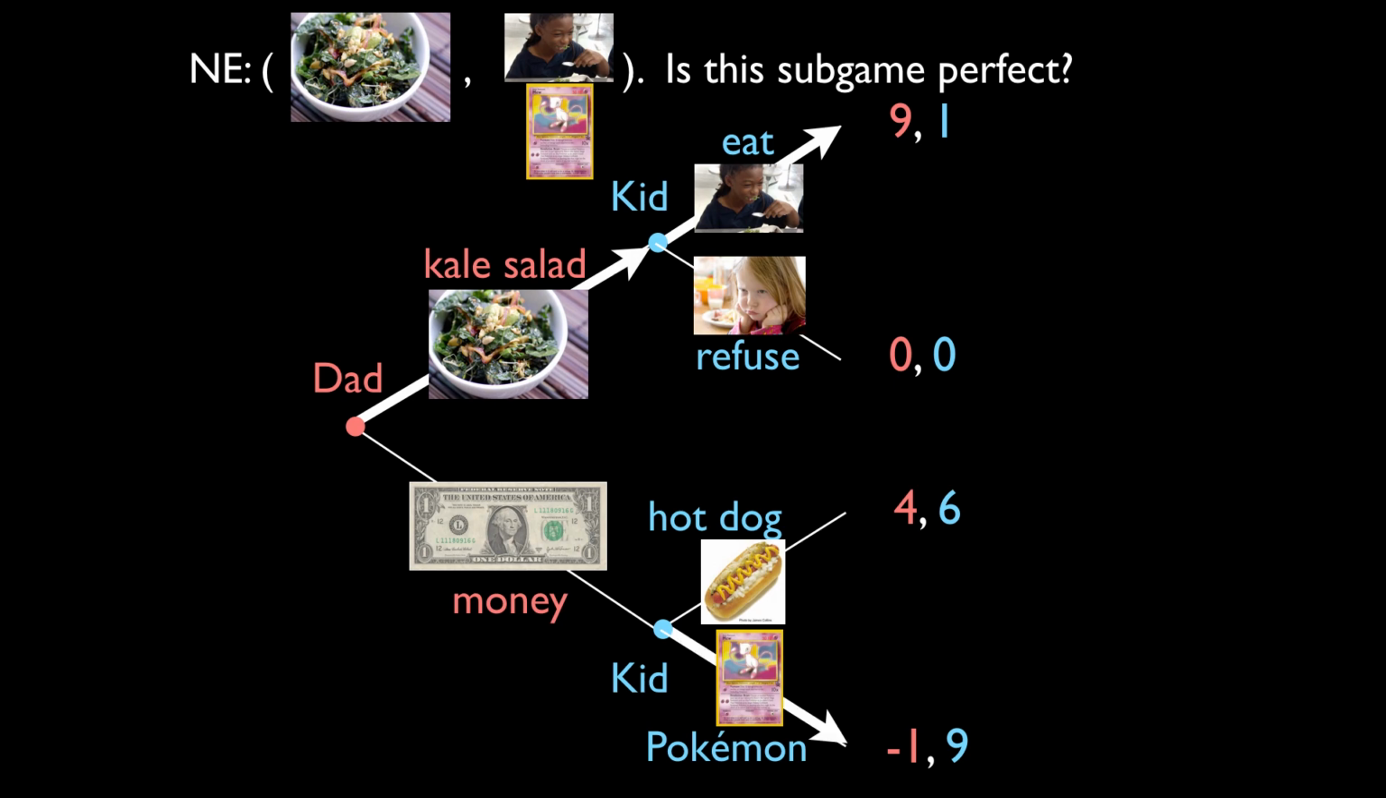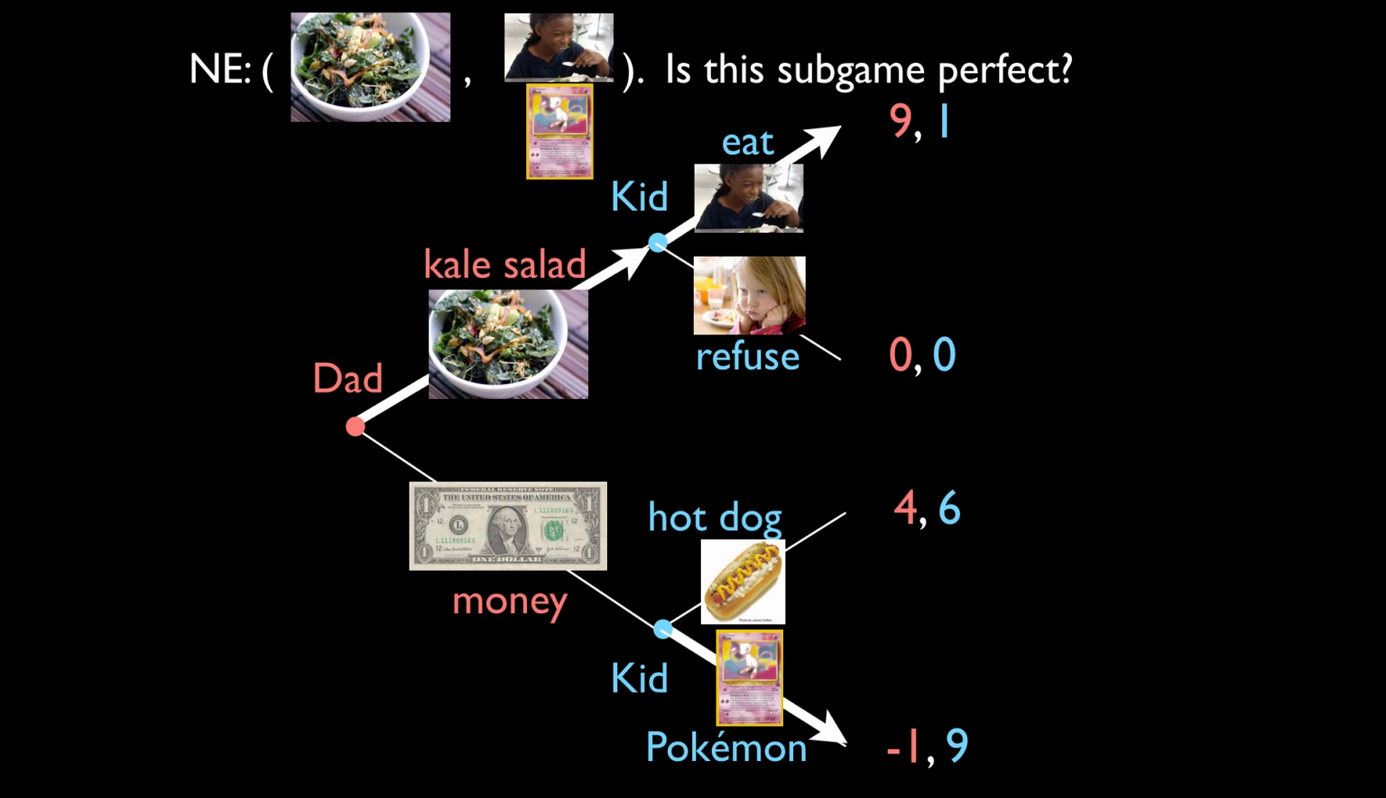Let's check this subgame up here. Is the kid playing a Nash equilibrium in the subgame? If I were to show you this alone. Yes, kid's choosing one of these. How about in this subgame? Is the kid choosing a Nash equilibrium in this subgame? Yes, kid's choosing one of these. Now let's check the dad. The dad, by doing kale salad, is getting what? 9. If the dad would deviate, get money. And then you go on, right? So is the dad playing a Nash equilibrium? Yes. Is the subgame perfect?